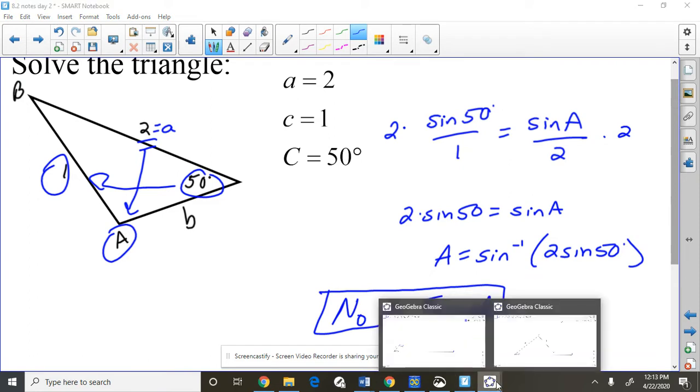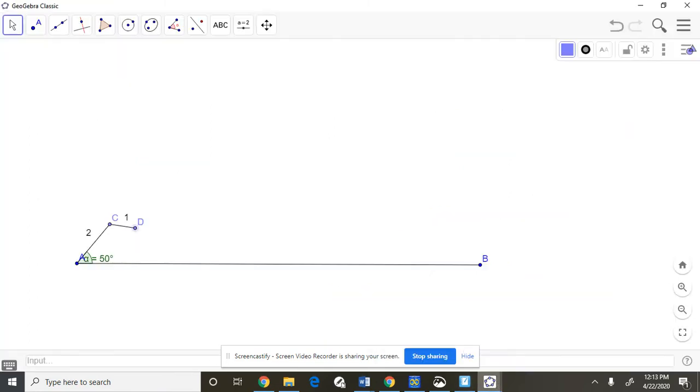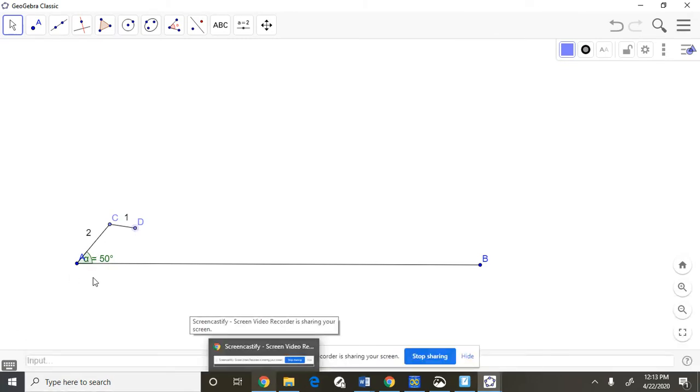Here's a picture of why there is no triangle in this case. Here's my angle of 50 degrees with a length of 2 next to it, and then the side opposite the 50 has a length of 1. If I try to put these pieces together and build a triangle, we can see that there's no way for this length of 1 to hit this other side where the 50 degrees is. So there's no triangle possible with those parts.